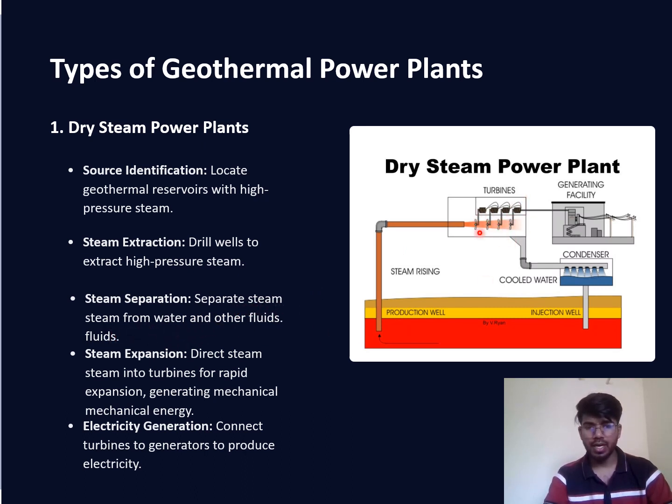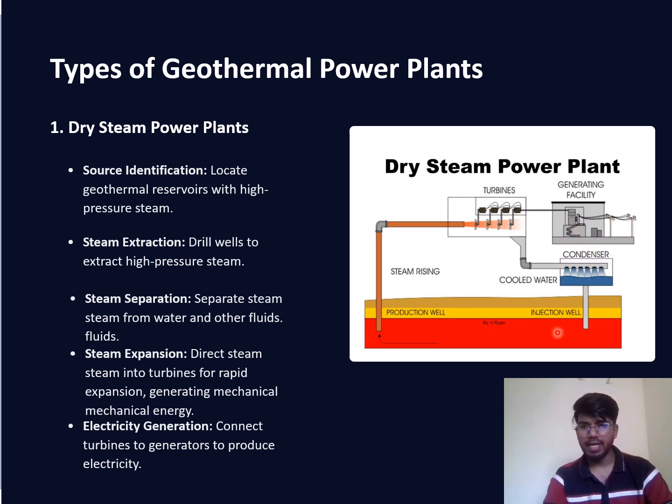This is where the steam separation is going on. And now the fourth one is steam expansion: direct the steam into turbines for rapid expansion, converting mechanical energy into electrical energy. And the last one is electricity generation: the turbine is connected to a generator to produce electricity.